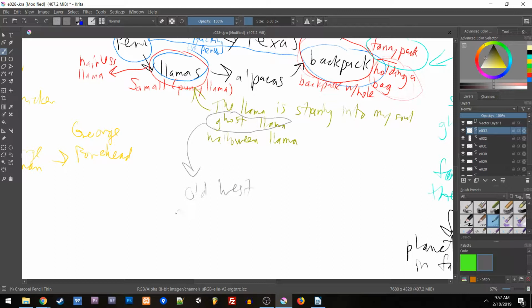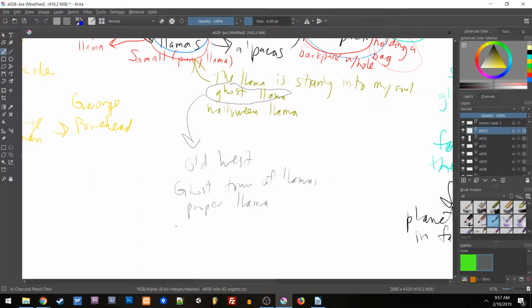So it could be a ghost town of llamas. It could be, maybe he is very proper. It's a very proper llama. Or maybe we decide, and we can do all sorts of things. It's, again, what comes to mind. We might think, well, old-fashioned, well, what about monocles? I mean, monocles are pretty awesome.